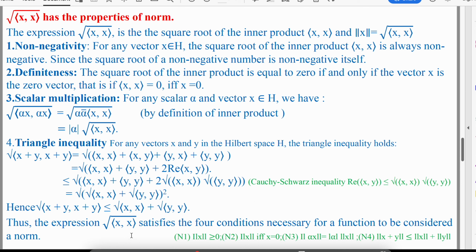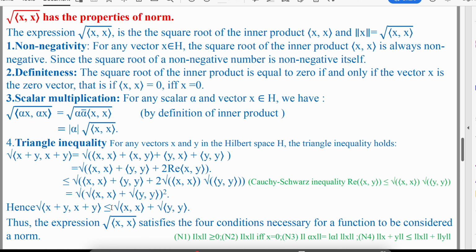Thus the expression square root of the inner product of x with x satisfies the four conditions necessary for a function to be considered a norm. We know that a norm function satisfies four conditions: norm x is greater than or equal to 0, this is the first one. Norm x equal to 0 if and only if x equal to 0, this is the second one. Norm of alpha x equal to the modulus of alpha times norm x, this is the third one. And norm x plus y is less than or equal to norm x plus norm y, this is the fourth one.